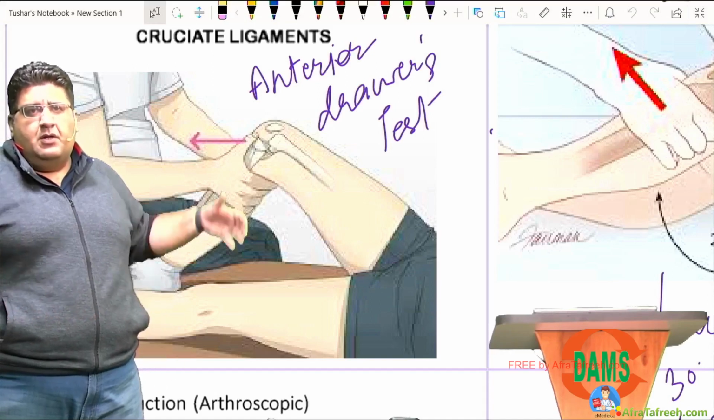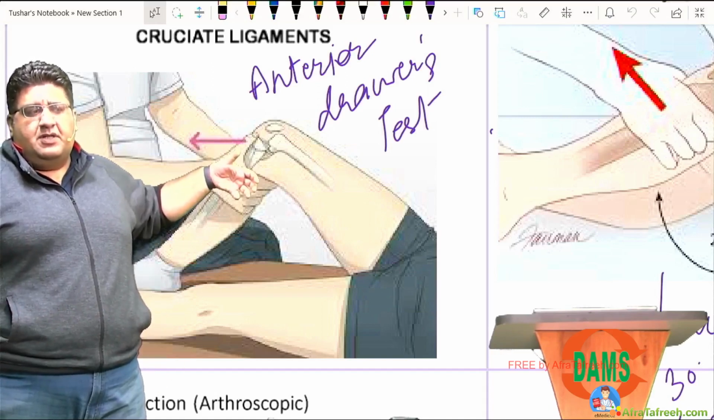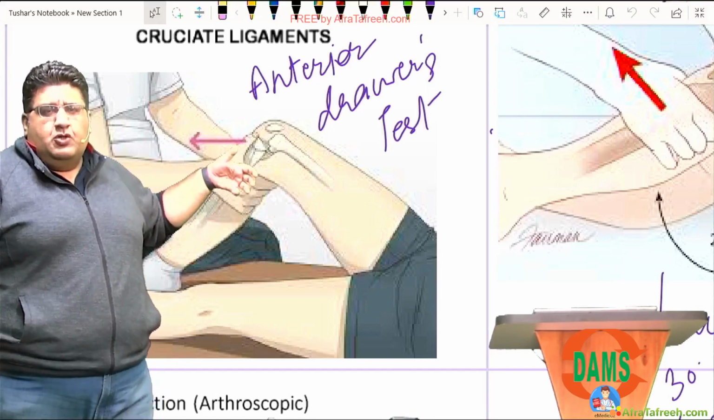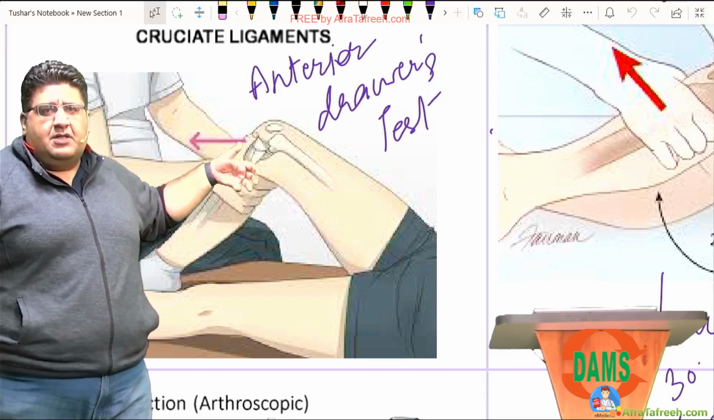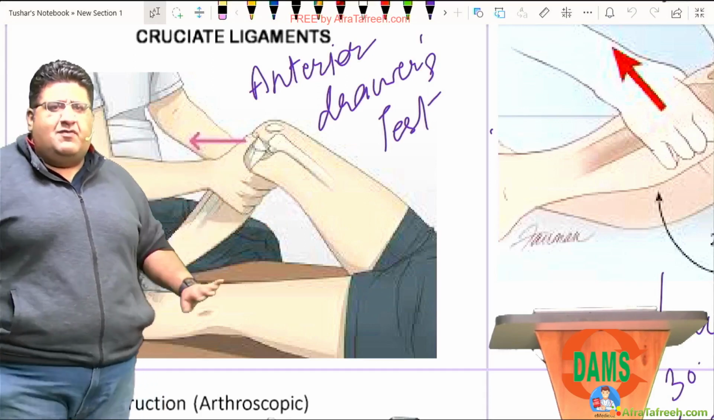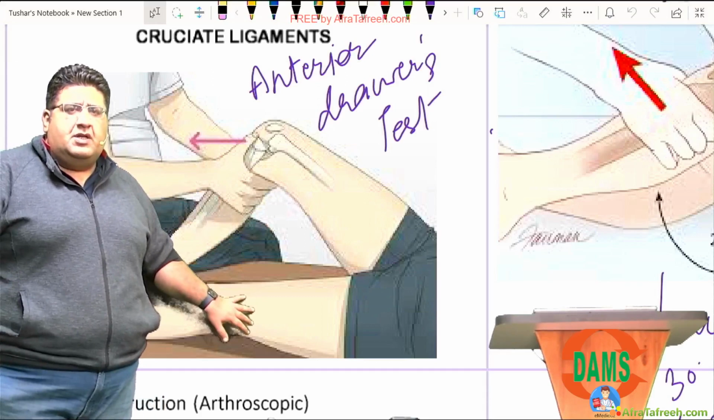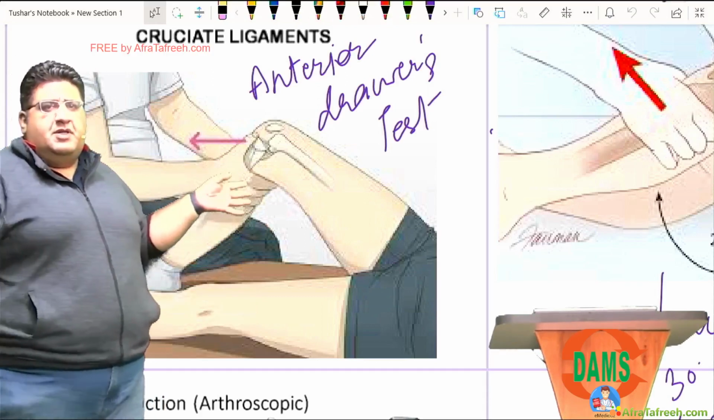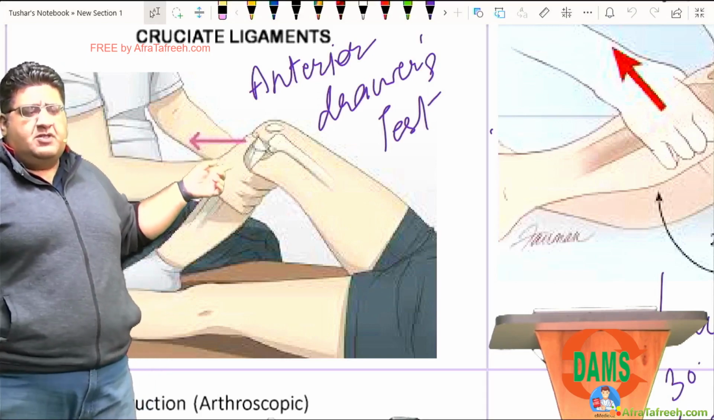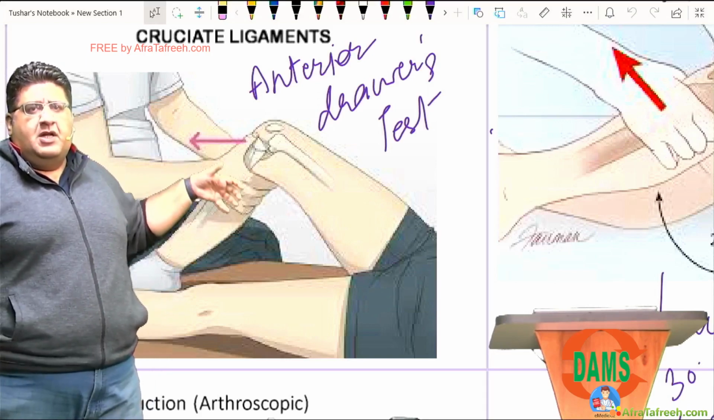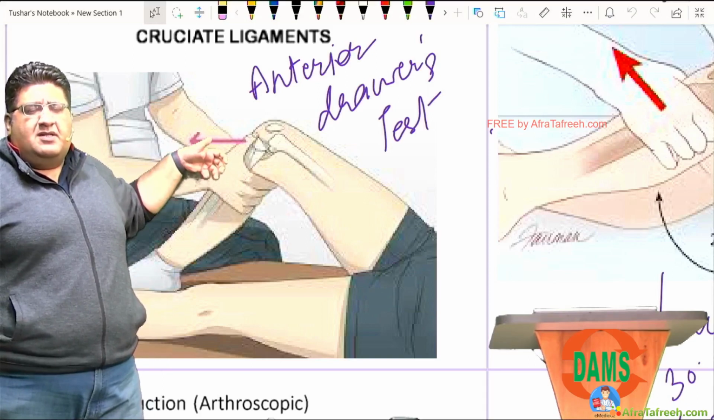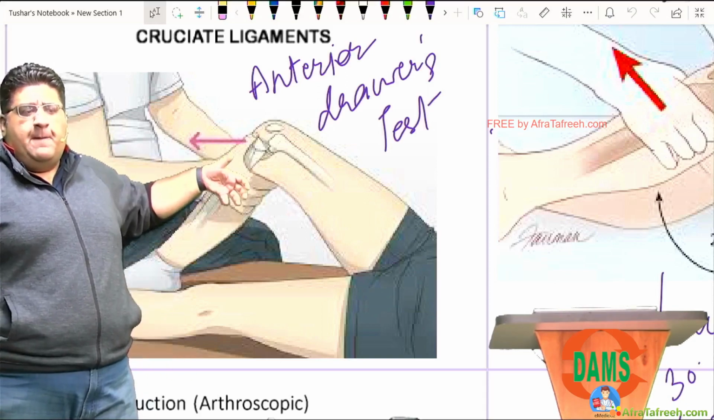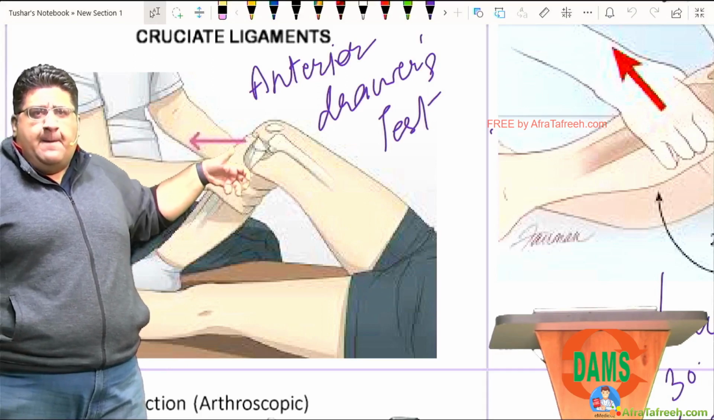Listen to me again. Rather than exerting a pull anteriorly, let's exert a push posteriorly. Everything else is the same. Patient supine, knee flexed 90 degrees, examiner sitting on the dorsum of the foot, holding the proximal tibia in such a way that two thumbs are under the tibial tuberosity while fingers are embracing the posterior part of the proximal leg. Now rather than pull, let's exert push.